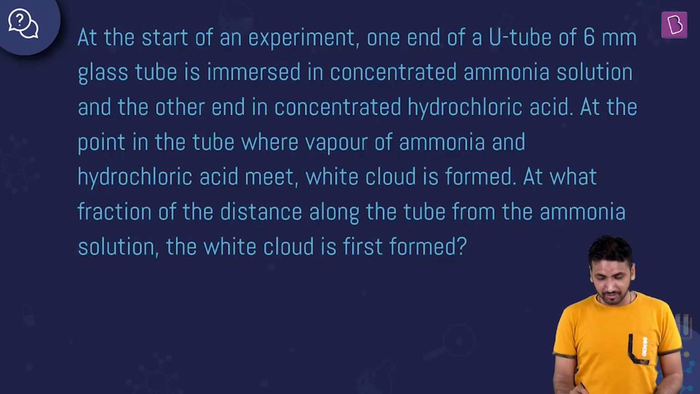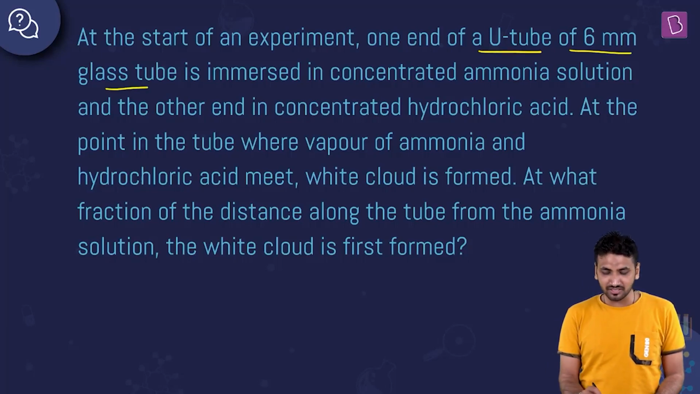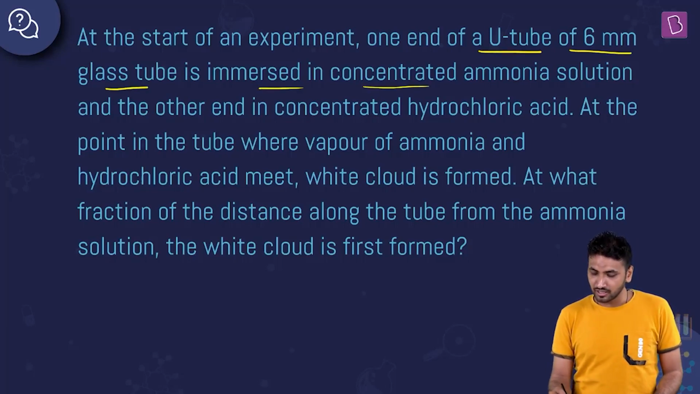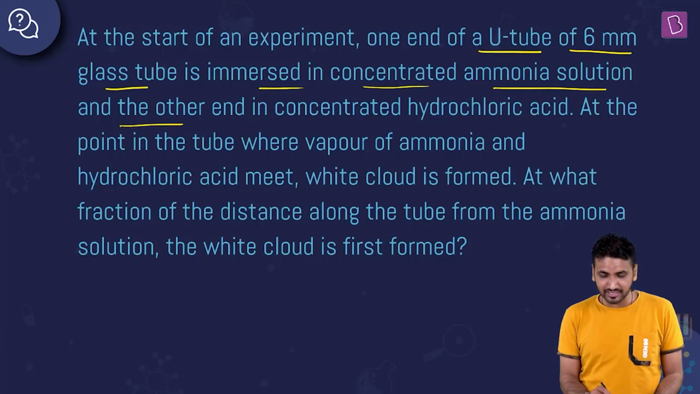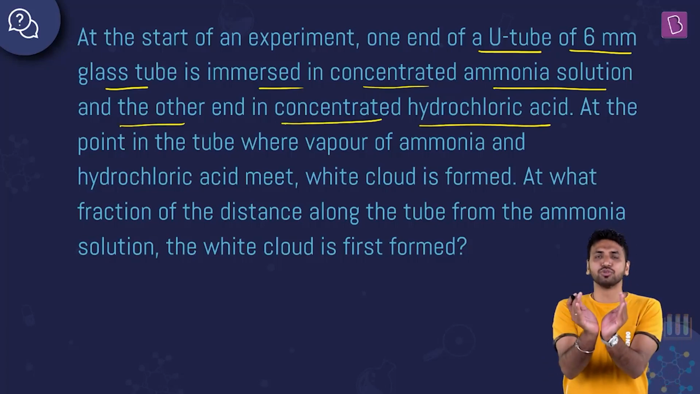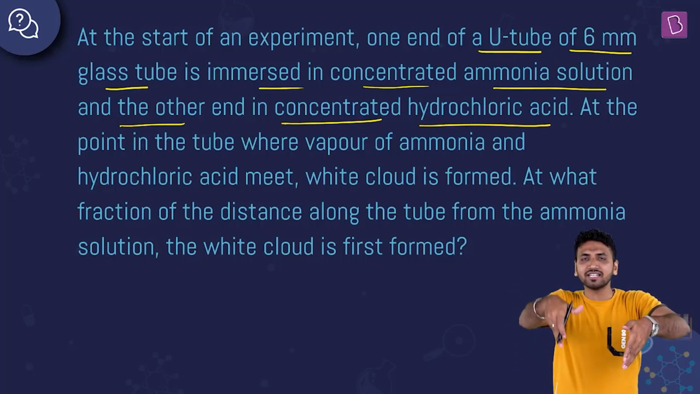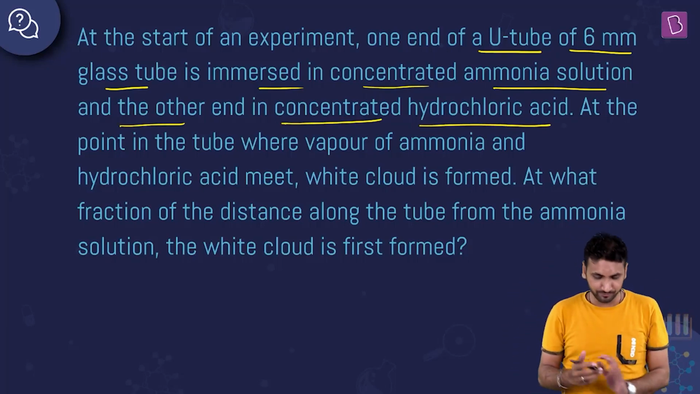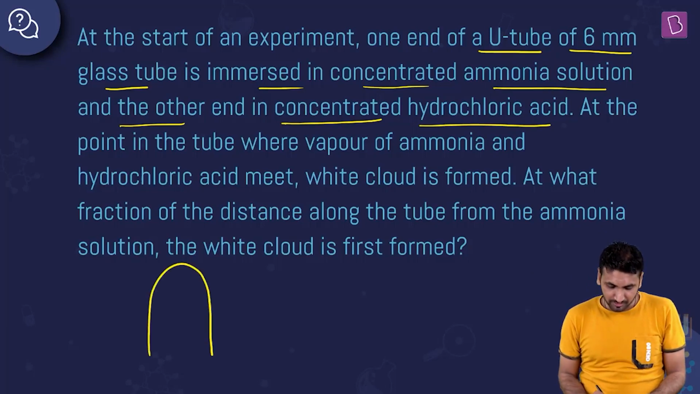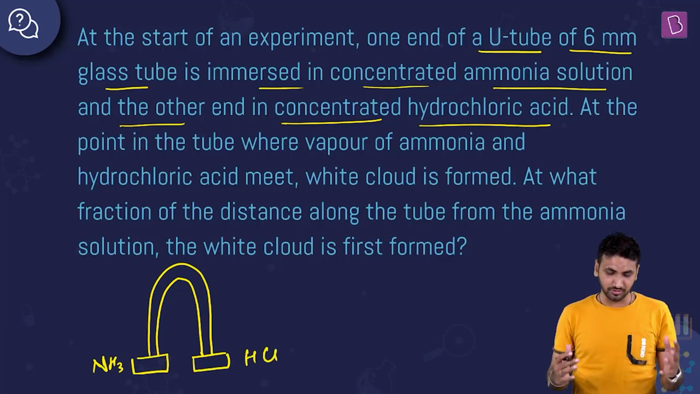At the start of an experiment, one end of a U-tube of 6 mm glass tube is immersed in concentrated ammonia solution and the other end in concentrated hydrochloric acid, right? So you have a U-tube and one end is immersed in ammonia, NH3, and the other end is immersed in HCl, right? Okay, so let me just represent that pictorially so it becomes more clear to you. Let's say this is ammonia, right? And this is your HCl, okay?